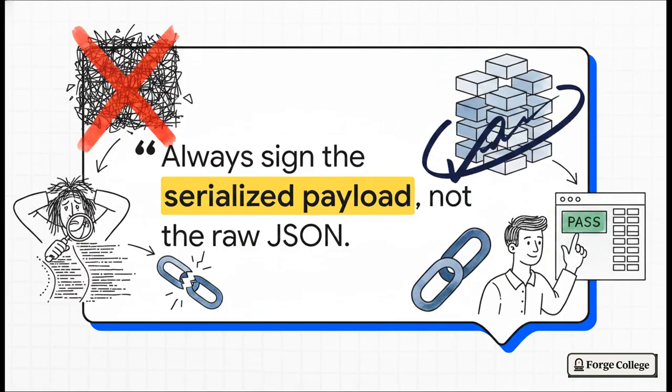I'm serious. Skipping this simple rule is the ultimate rookie mistake. Raw JSON can have totally unpredictable hidden white space or completely different key ordering depending on whatever environment it's running in. If you sign raw JSON, your signature might just outright fail on a different machine, even if the data looks exactly the same to our human eyes. Sign the deterministic, serialized payload, and I promise you will save yourself from brittle tests and endless hair-pulling debugging sessions later on.